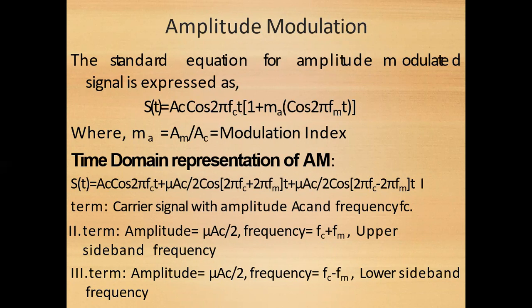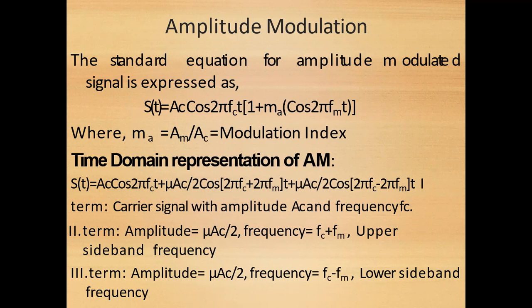This is the standard amplitude modulated equation, where MA is the modulation index. The modulation index is defined as AM by AC, where AM represents the amplitude of the message signal and AC represents the amplitude of the carrier signal. We can represent the above equation in the time domain as well as the frequency domain. First, we will observe the time domain representation of amplitude modulation.